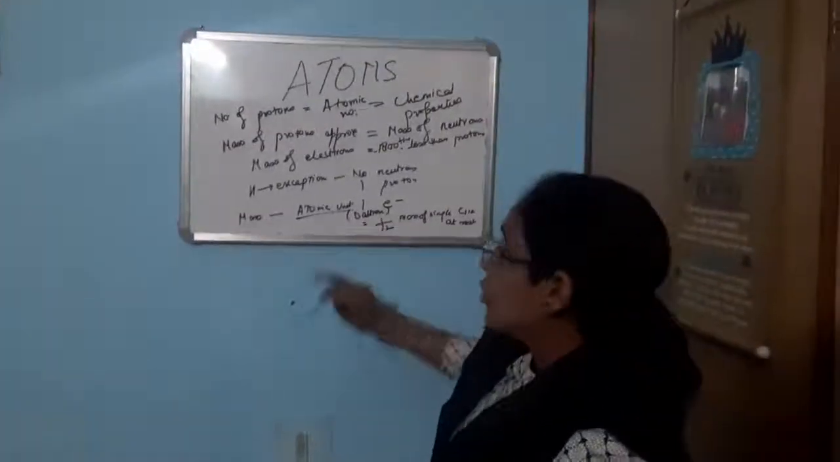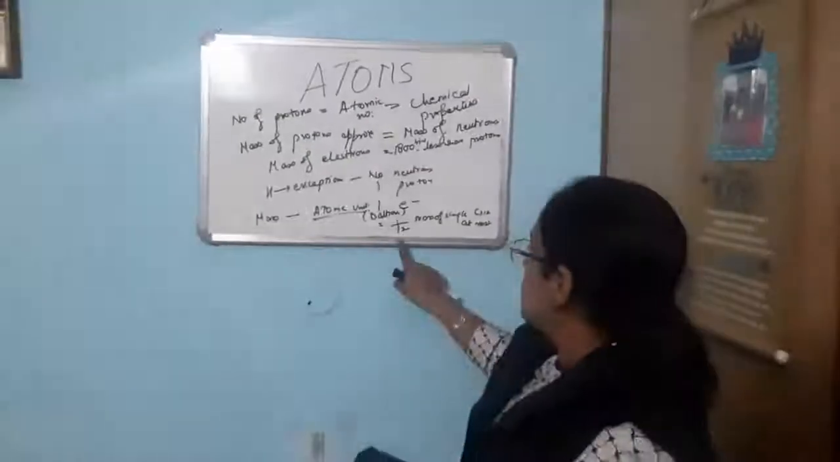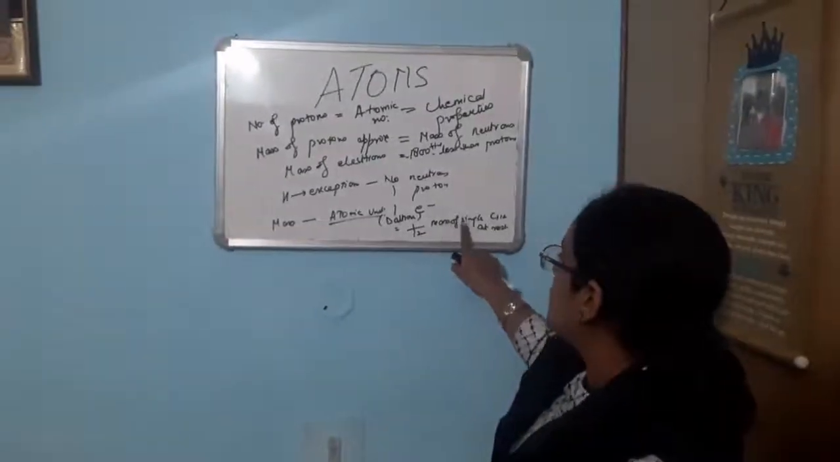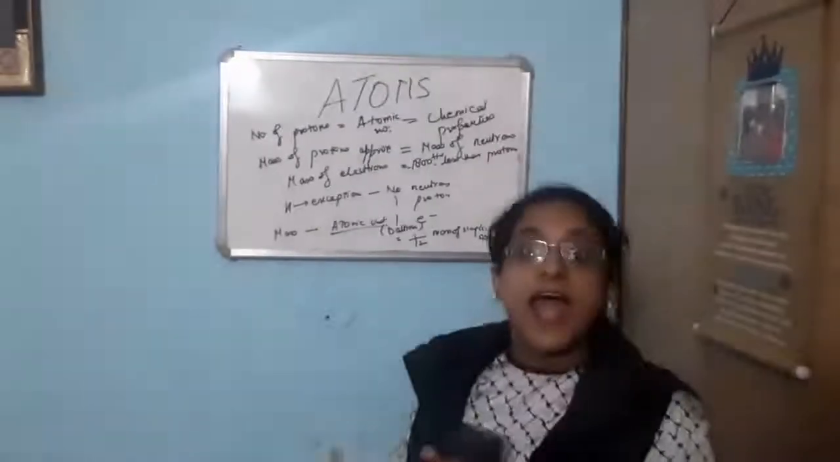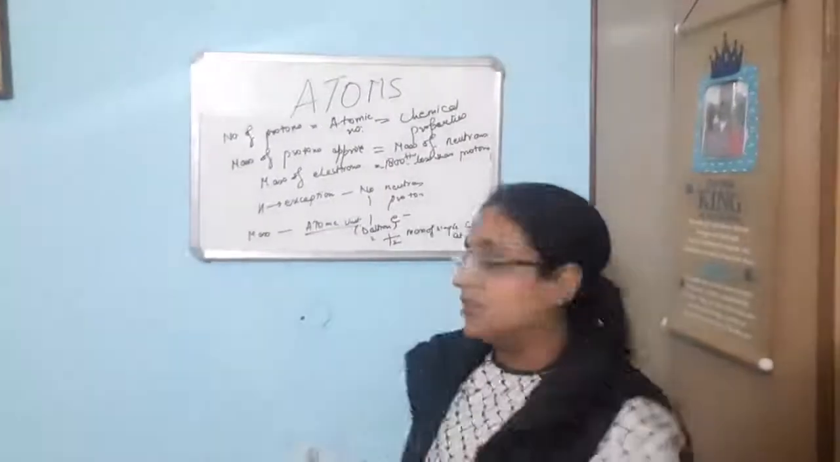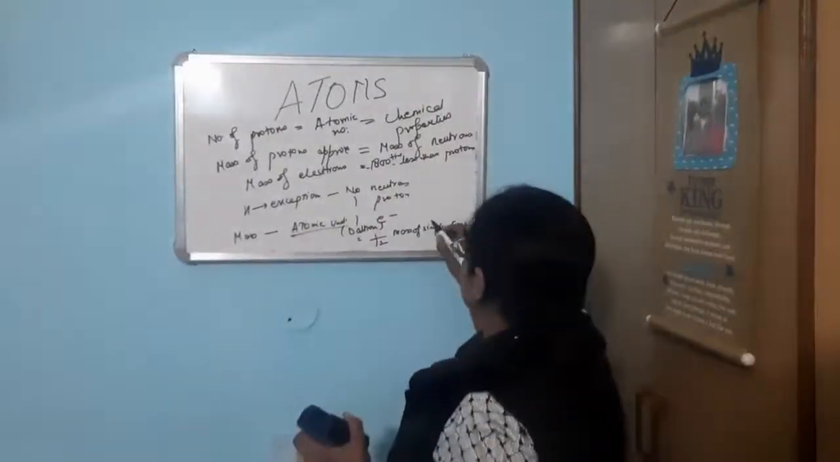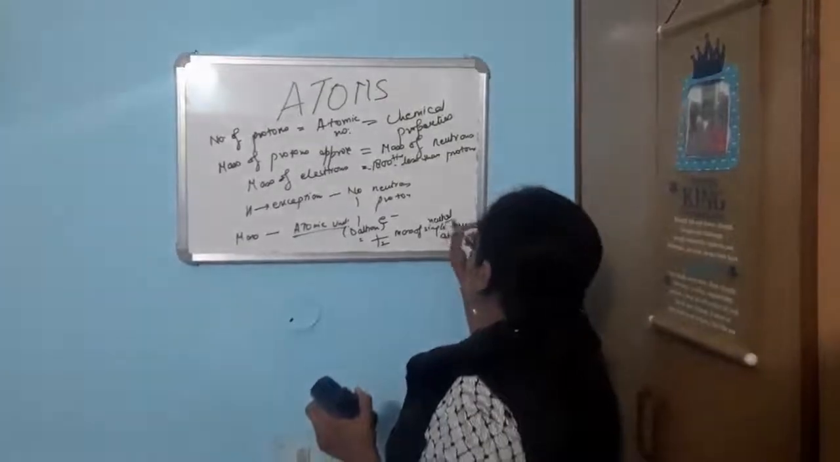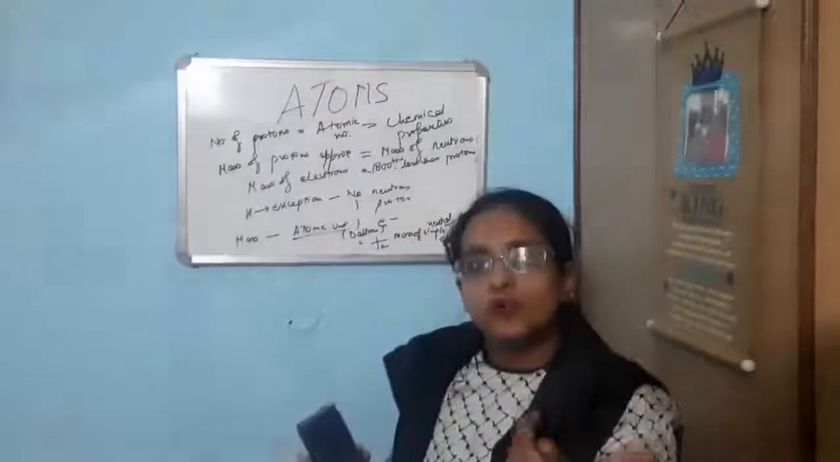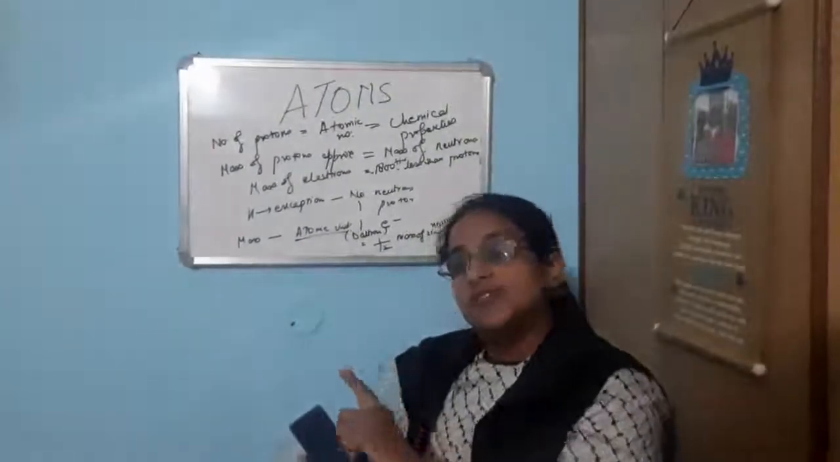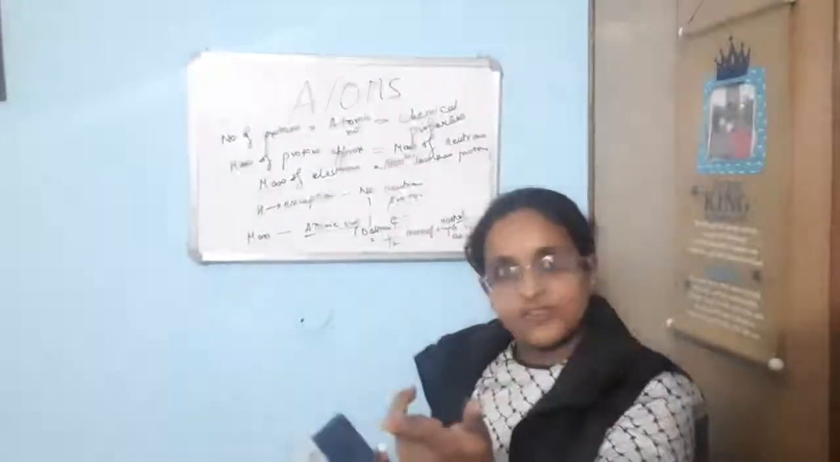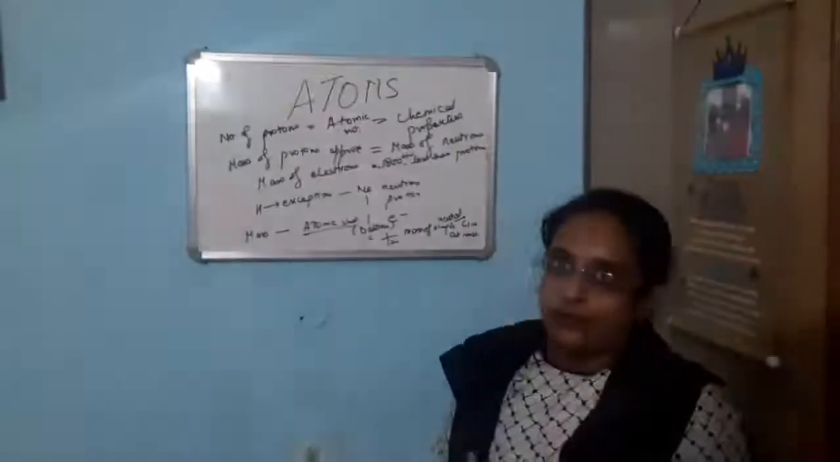And 1 dalton or 1 atomic unit is equal to 1/12 of the mass of a single carbon-12 atom at rest, which is neutral. Very important. This carbon should be neutral. Neutral means that the number of protons should be equal to the number of electrons. There should be neither a loss of electrons nor a gain of electrons.